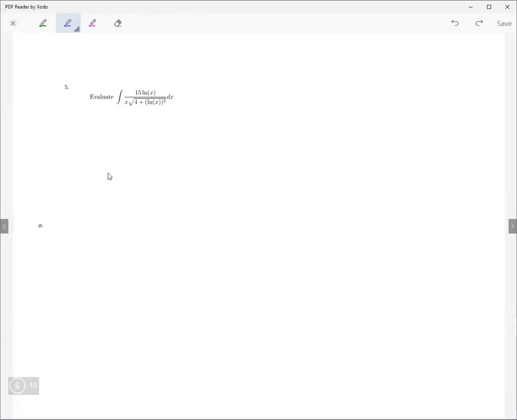Okay, do you notice something that appears in more than one spot? The natural log. Yeah, so you have the natural log right there. The natural log is also right there. So when that happens, and the natural log is a pretty complicated thing to integrate.